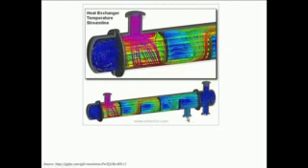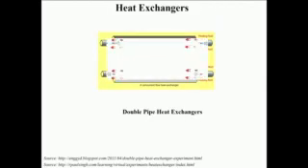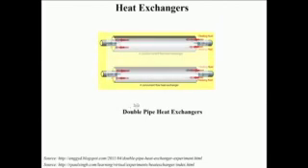So these equipments are quite complex to design, to fabricate, to maintain, to clean, and so on, but they form an essential part of any chemical process plant. This is the simplest possible heat exchanger, which is a double pipe heat exchanger.